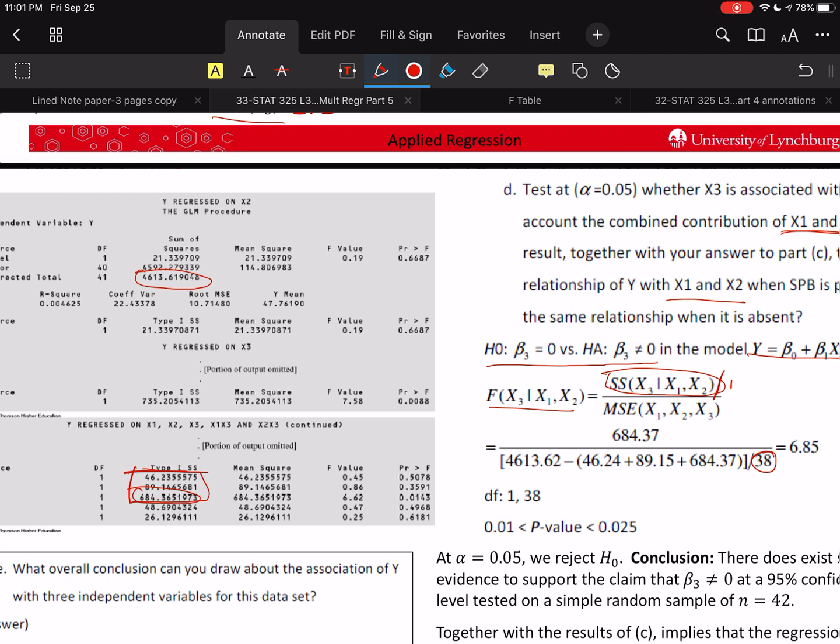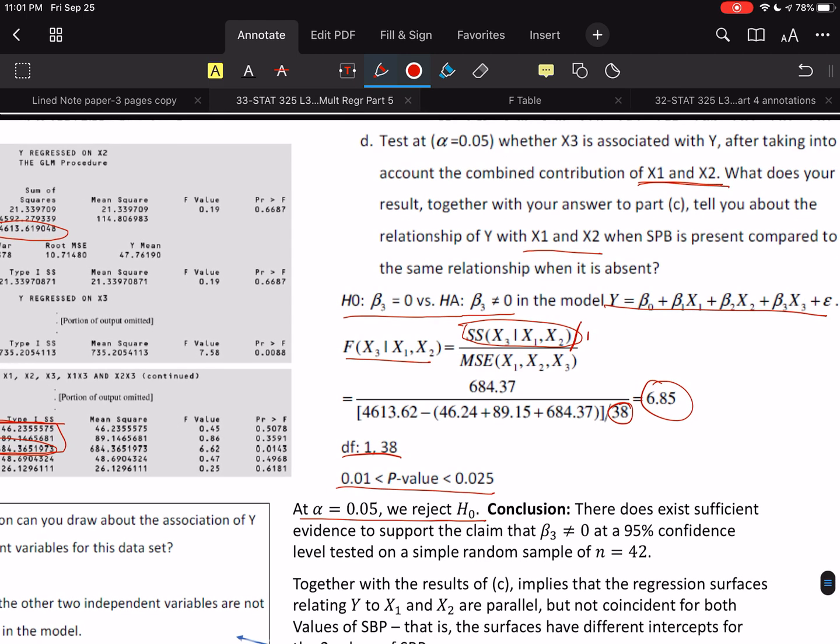Degrees of freedom. And so we have 1 and 38, and again we end up with a 6.85, and that is between 0.01 and 0.025. So that is less than 0.05, and I'll let you look that up in the table this time. And again, I need in the model, and please include the model. Okay, we always include the model. Sorry, I forgot that. So there does exist sufficient evidence.